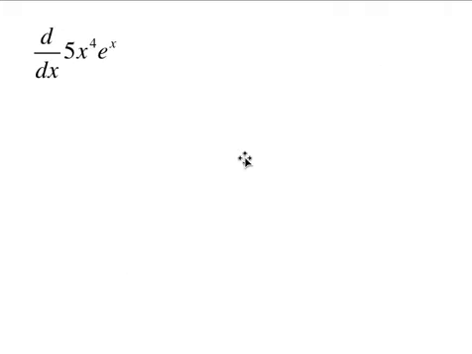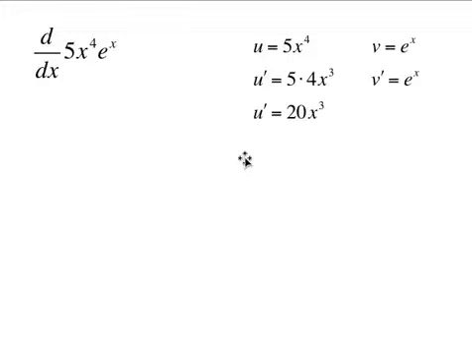Our next example is the derivative of 5x to the fourth times e to the x. U will be 5x to the fourth, v will be e to the x. We know we need u prime v plus u v prime. If u is 5x to the fourth and v is e to the x, what is u prime? 5 times the power rule, x to the n goes to n x to the n minus 1, 4x cubed. 5 times 4x cubed is 20x cubed. V prime, the derivative of e to the x, is e to the x. So to find the derivative of the product, I've got to go u prime v plus u v prime.